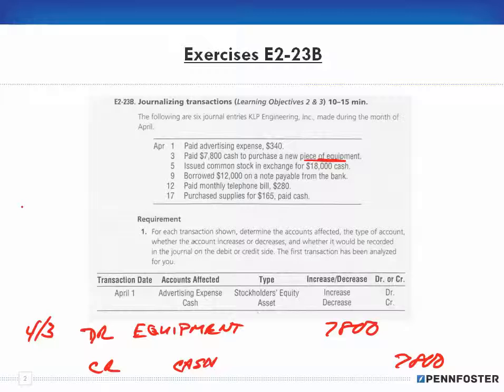Equipment, like I said, is an asset, and cash is an asset. With my equipment, I would have had a balance here, and since I'm buying the equipment, that means I'm increasing my equipment by $7,800. And for cash, I'm paying it out, so that means I'm decreasing my cash by $7,800. That's the journal entry for that transaction.